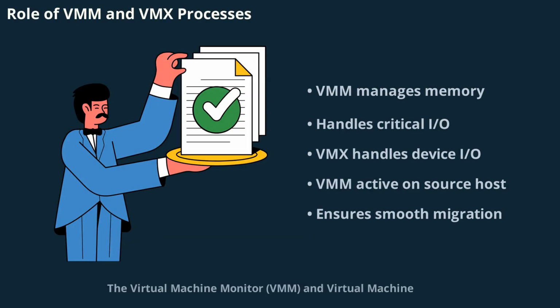The Virtual Machine Monitor, VMM, and Virtual Machine Extension, VMX processes play key roles in vMotion. VMM manages the virtual machine's memory and handles critical I/O requests, while VMX is responsible for non-critical device I/O during migration. VMM operates on the source ESXi host, as that's where the VM's active memory resides.